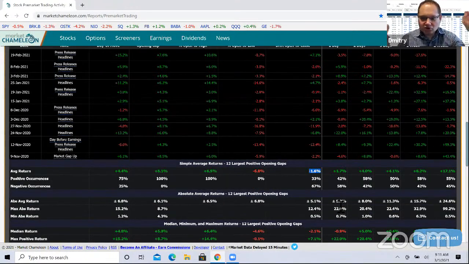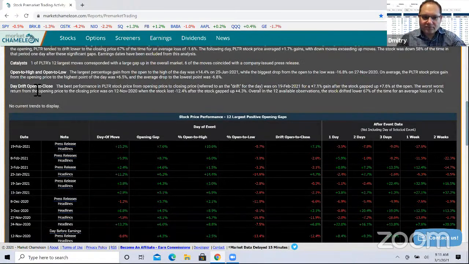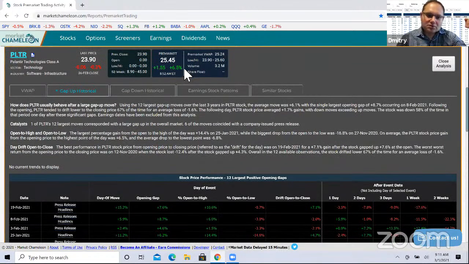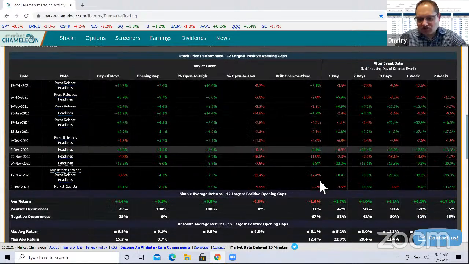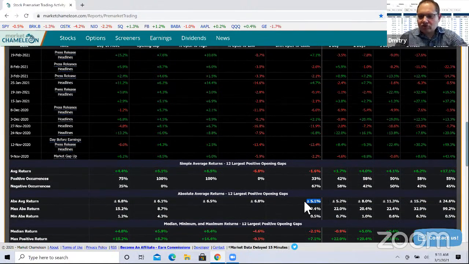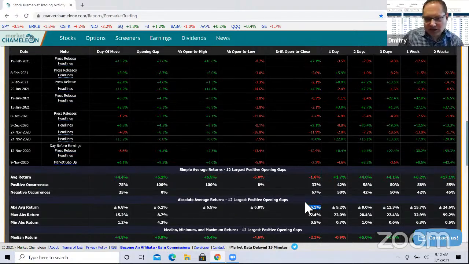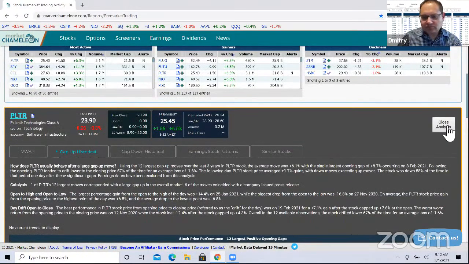Again, this is a historical return distribution around PLTR after gapping up. You could read what the catalyst is behind this move and decide if that's justified or not. As far as volatility goes, after opening up, on average the move up or down in either direction was 5.1%. So you've got some volatility in this stock as well intraday. So that's really quickly PLTR, Palantir.